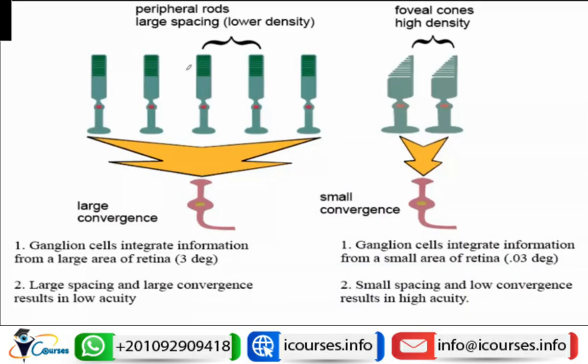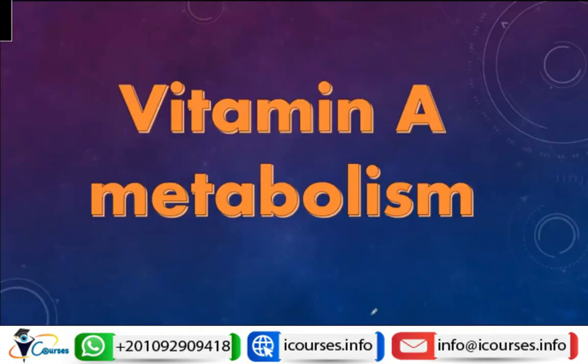So here is what is meant by convergence. Again, the rods will show larger convergence, allowing large areas or a large number of rods to transmit the signal to a single bipolar cell, while the fovea with high density will show smaller convergence, even 1 to 1. So is everything clear up till now?